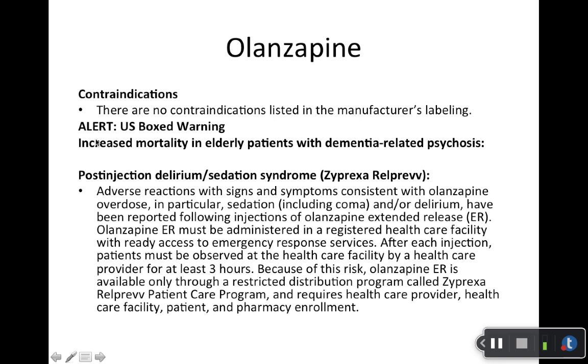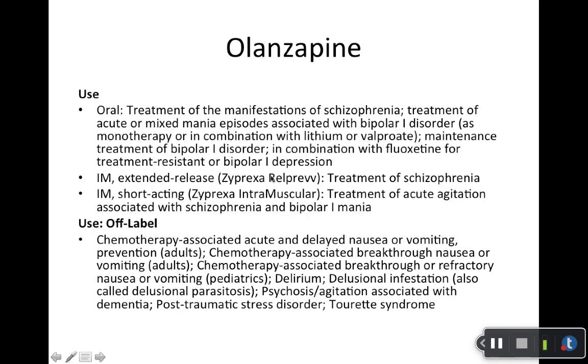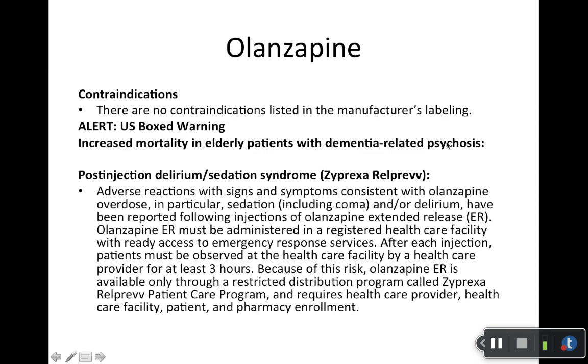Box warnings has the one we've seen before, increased mortality in elderly patients. It also has post-injection delirium sedation for specifically this extended release intramuscular formulation here. So that's the brand name there. Zyprexa Relprevv with 2 V's. I don't know why it has 2 V's. It's not a typo. I guess Relprev with 1 V was probably already trademarked or copyrighted or something.